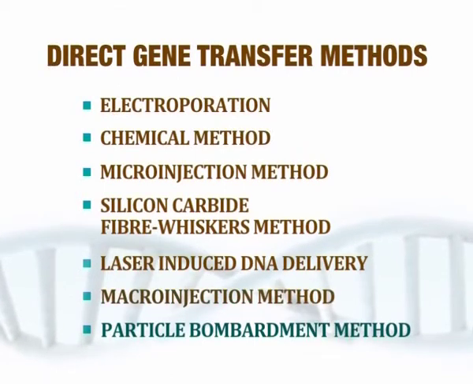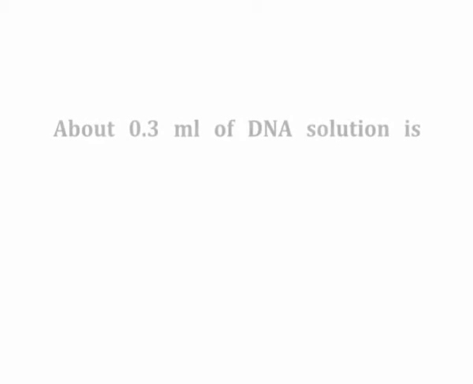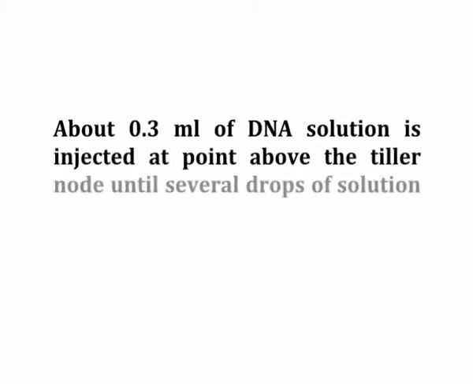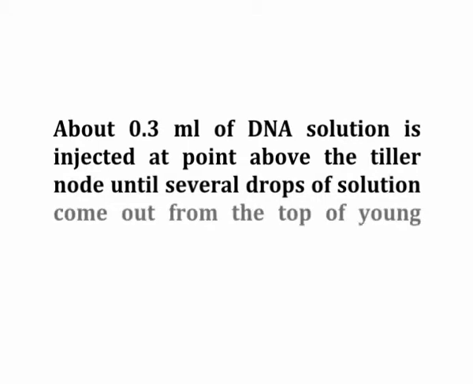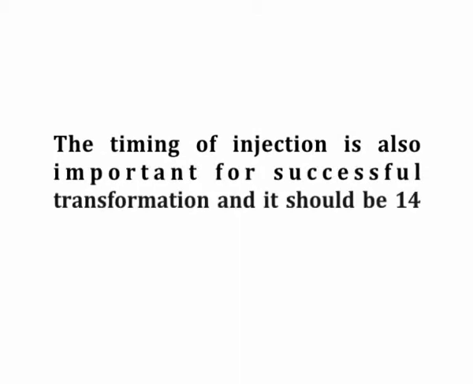We will now have the macroinjection method. This method involves the use of a hypodermic syringe to inject the plasmid DNA into the lumen of developing inflorescence. The needles used for injecting DNA have a diameter greater than the cell diameter. About 0.3 ml of DNA solution is injected at a point above the tiller knot until several drops of solution come out from the top of the young inflorescence. The timing of injection is also important for successful transformation, and it should be 14 days before meiosis.